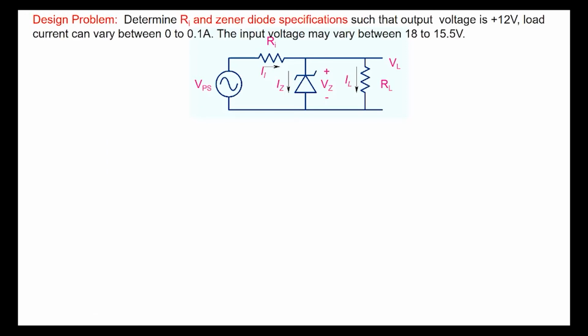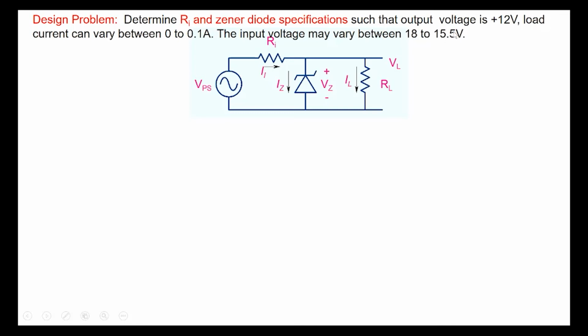But let's look at the alternative problem where we have to design the circuit. So let's say a circuit like this is given, and we are given that the input voltage here can vary from 18 to 15.5 volts here. So this is a variable voltage here. It can vary from 18 to 15.5. Note that 18 to 15.5, so it's a variable voltage here. It's not a sinusoid, although the symbol here is used. It's just a variable voltage here.